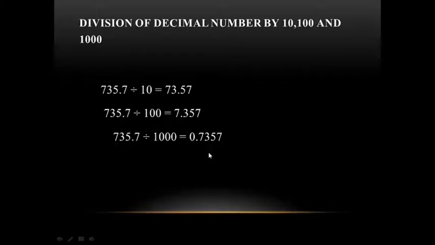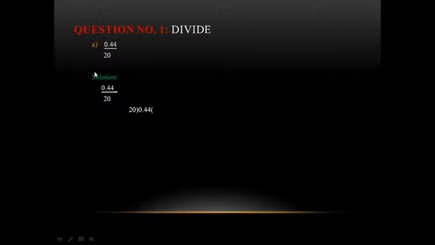Now we will start exercise 4.3, question number 1, that is divide. In the question it is given, divide 0.44 by 20. So here, 0.44 divided by 20. Simply we have to do the division. You know how to do the division, we have done it earlier also. So just write 0.44 divided by 20.